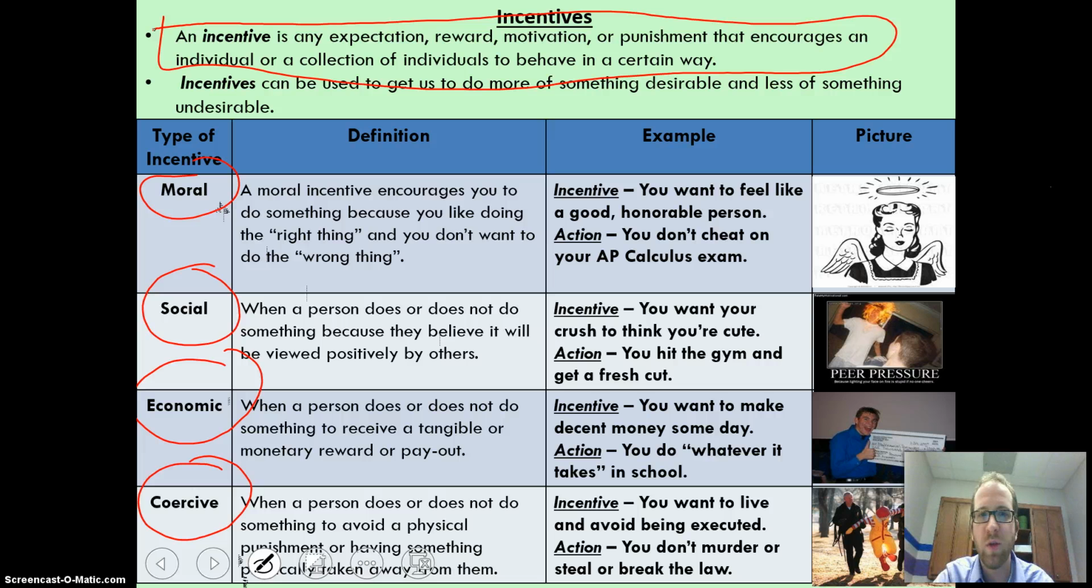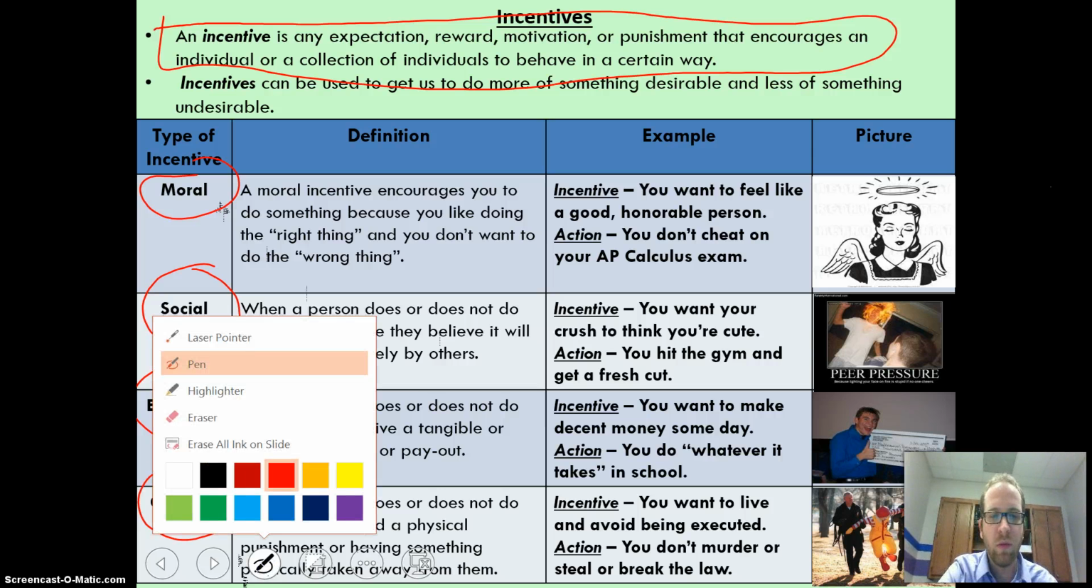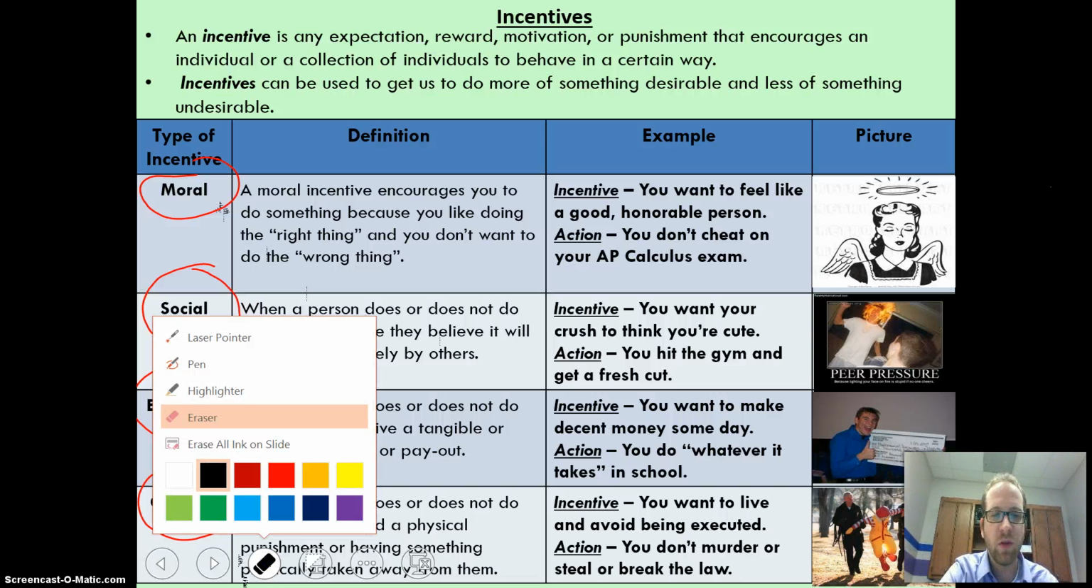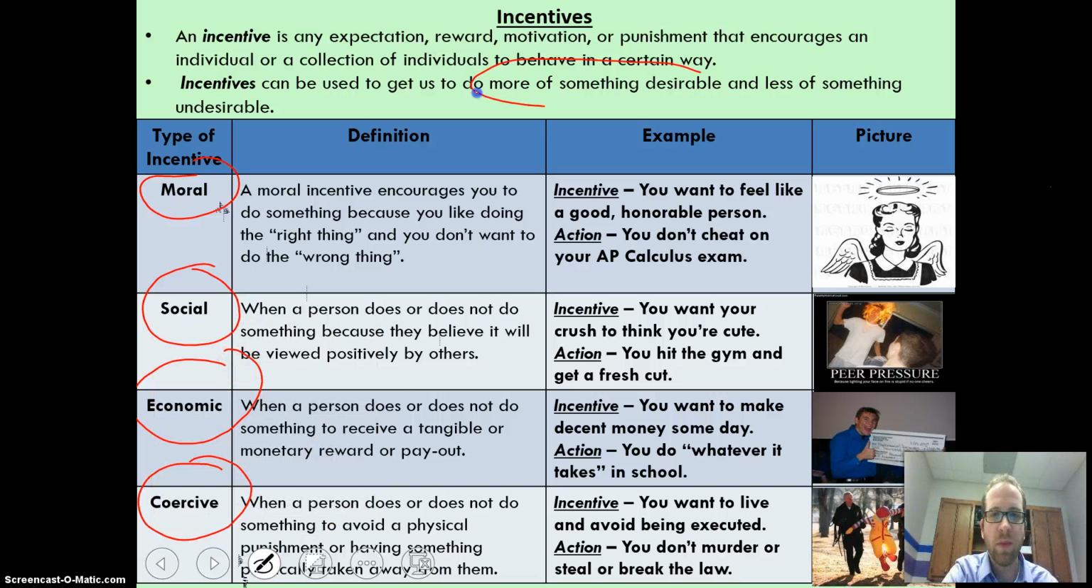So let's take a look at the 4 different kinds of incentives that we have. Oh, and actually before I move on, you can see right down here, incentives can be used to get more of something that is desirable or less of something that is not desirable. So we can convince people to do more of the things that we want them to do and less of the things that we don't want them to do. All right, anyway, so let's go to a different color, blue. Our 4 different kinds of incentives are here.